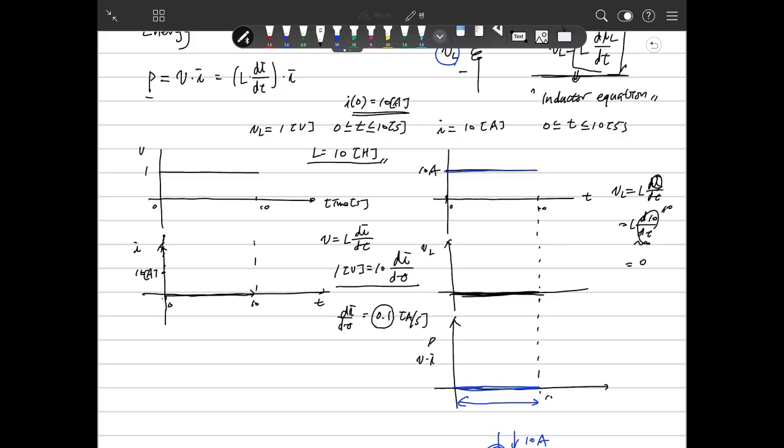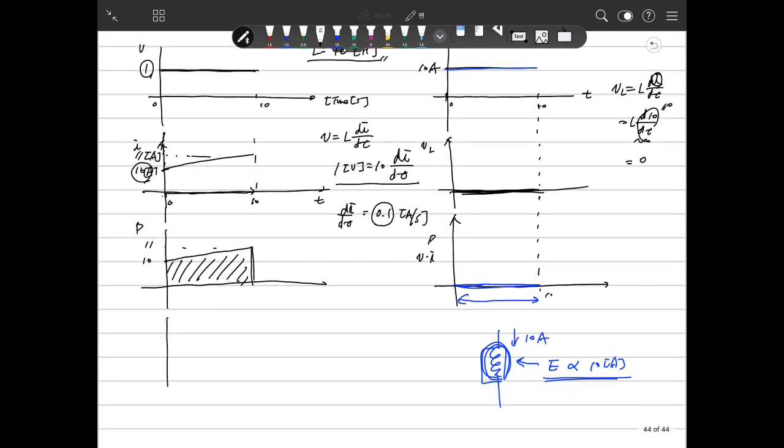Then what happens in 10 seconds? Because that rate is constant, over 10 seconds the current will increase to how much? 11 amperes. Then what happens to the power here? At first it is 10, because 10 times 1, but in this case it is 11 here. So the power is here.